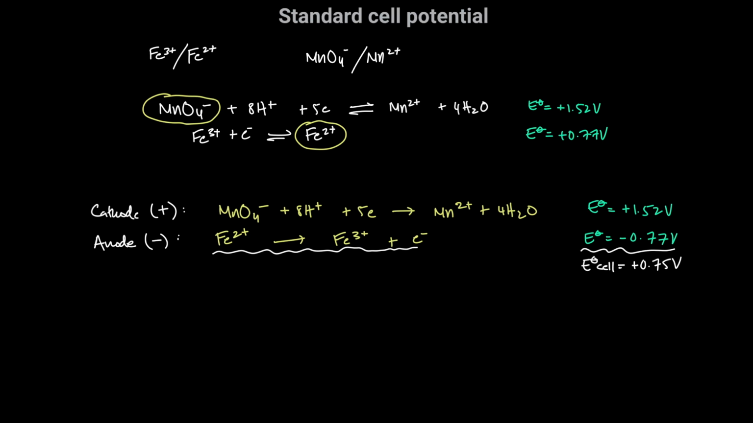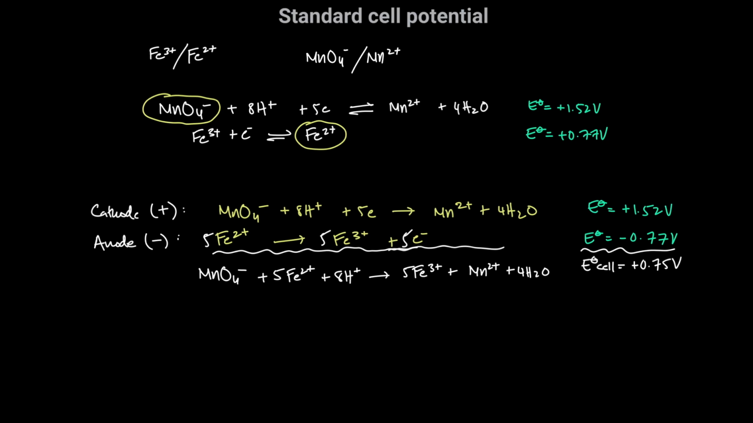And for the overall equation for this reaction, in order to figure it out, we have to balance the electrons. Here we have 5 electrons in this half equation, so we're going to have 5 electrons here. So we're going to multiply this equation by 5. Remember, this has no effect on the electrode potential. The electrode potential only changes with concentration. The number of moles does not affect the electrode potential. So what we have is MnO4- + 5Fe2+ + 8H+ as our reactants, and then the products are 5Fe3+ + Mn2+ + 4H2O. So this is our overall equation.